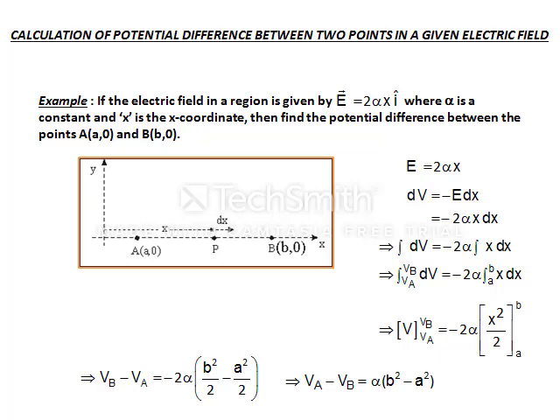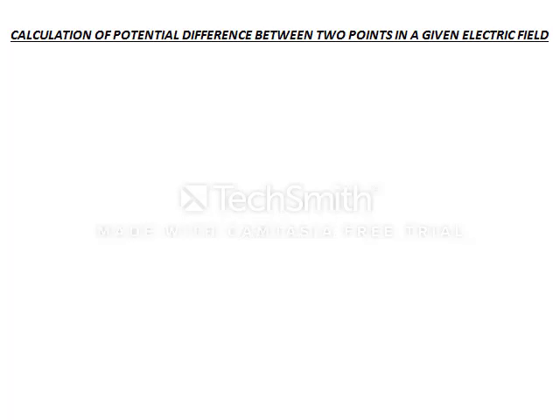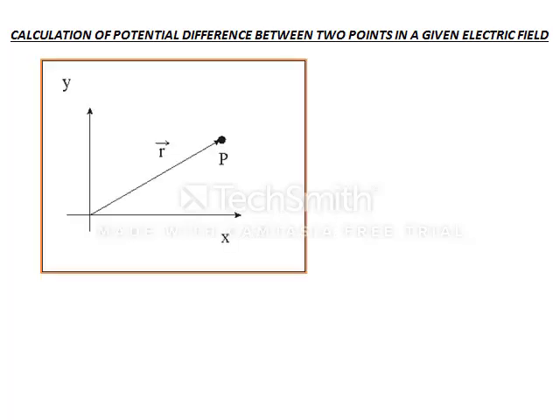Now let us develop a theory of it. General theory. This is our coordinate system, x-axis, y-axis, an arbitrary point P with position vector r. Suppose the field in this region is non-uniform. The field at this point P will have certain direction. Let us assume it to be in this direction. The field at P is in this direction.